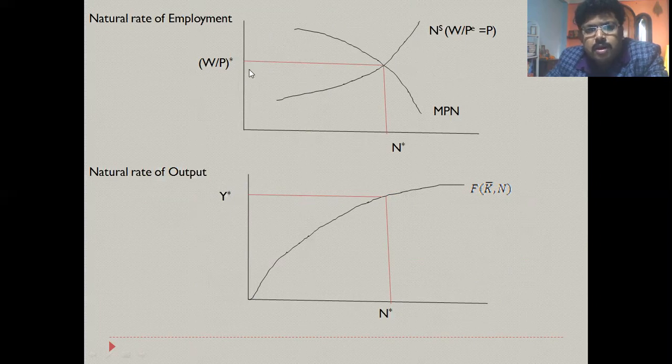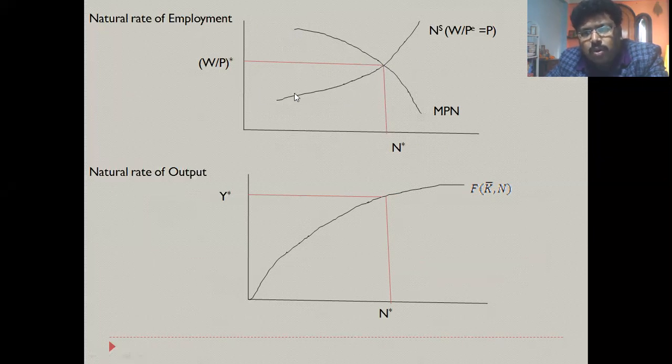Now, along the vertical axis we measure the real wage, and along the horizontal axis we measure the employment level. N star is the equilibrium employment level, and MPN is the marginal productivity of labor. This is the marginal productivity of labor curve, or you can say it is the demand for labor, and this curve NS represents the supply of labor.